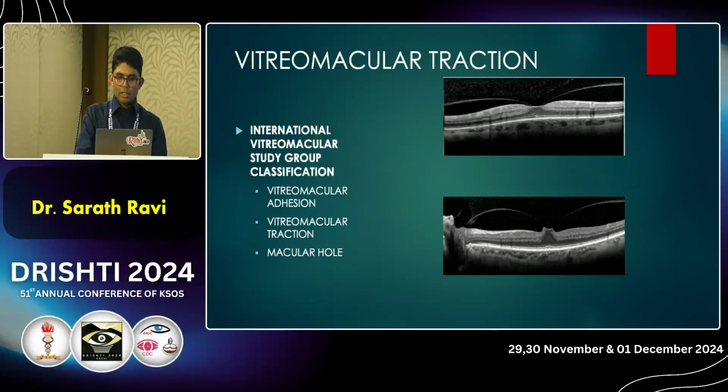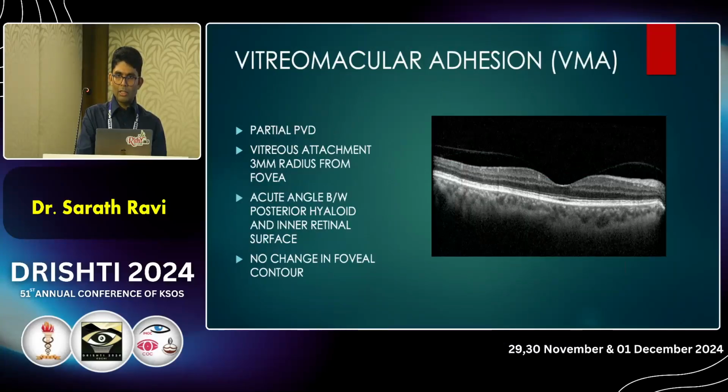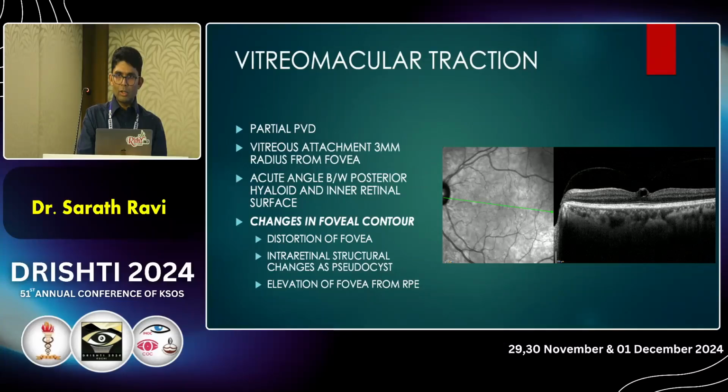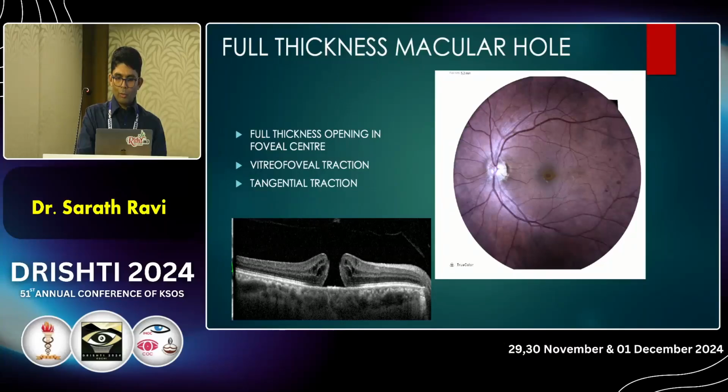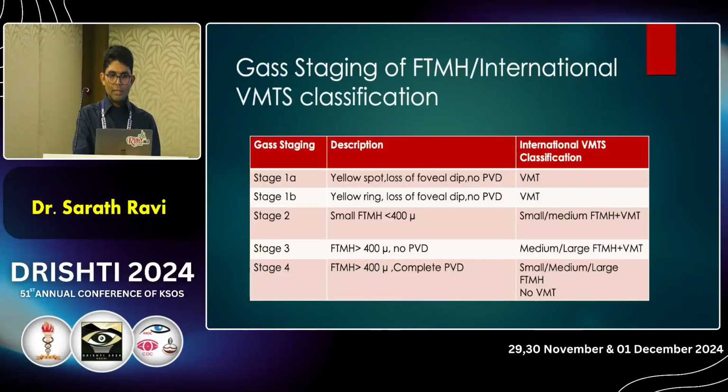Vitreomacular adhesion and traction are two entities in a spectrum of partial PVD. In vitreomacular adhesion, the partial PVD is not associated with any change in foveal contour, whereas in vitreomacular traction, you have a change in foveal contour because of a distortion of the foveal surface, intraretinal structural changes, or elevation of the fovea from the surface of the RPE. Whereas full thickness macular holes are full thickness interruption of retinal layers at the foveal center, either due to anteroposterior or tangential traction, and these can be graded according to the size of the hole and the presence of VMT.